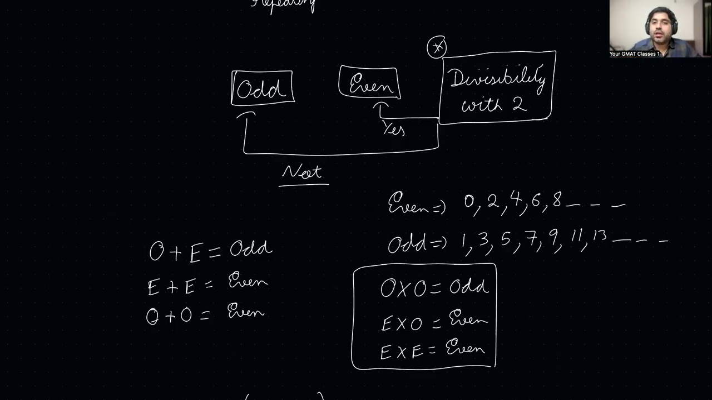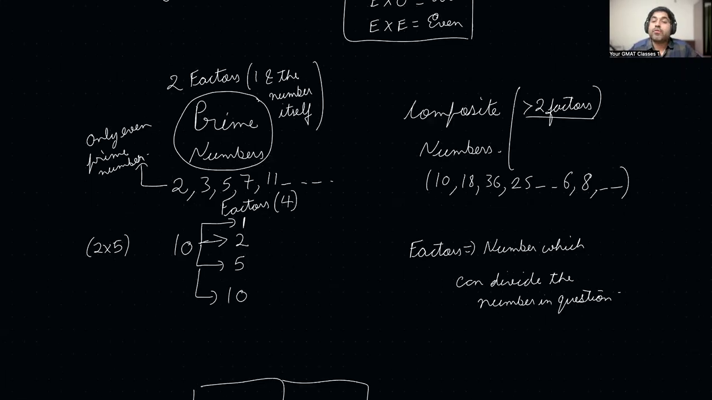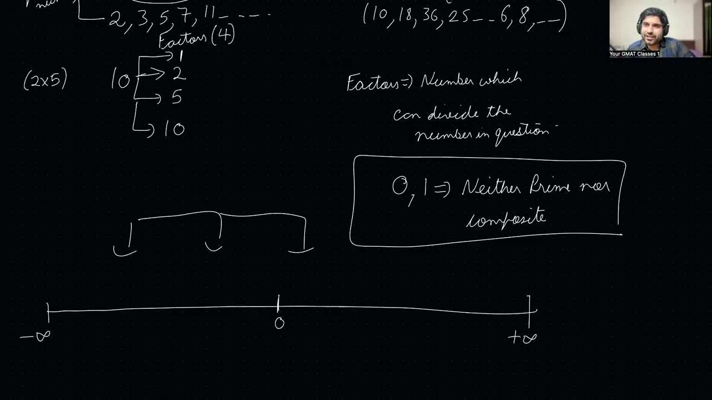And finally, we understood what is prime number and composite number. One very important thing that you should always remember, 0 and 1, these two numbers are neither prime nor composite. And you can think a little if you want to challenge yourself, just think a little as to why.